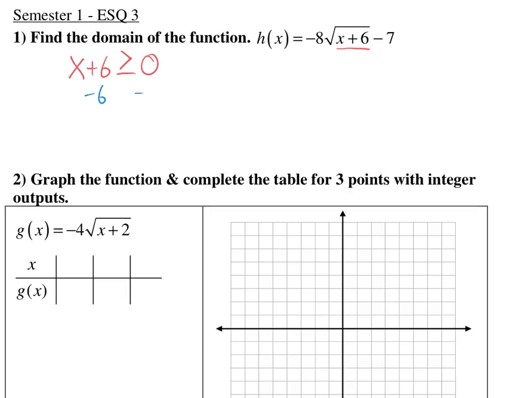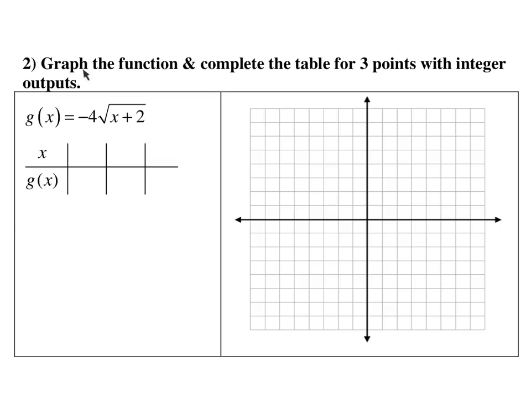To solve that, I simply minus 6, and I get x is greater than or equal to negative 6. Done. That is my domain. I can only plug values in that are negative 6 or bigger. If I try putting negative 5 in there, I'm going to get imaginaries. Anything smaller than negative 6 is going to create imaginaries.